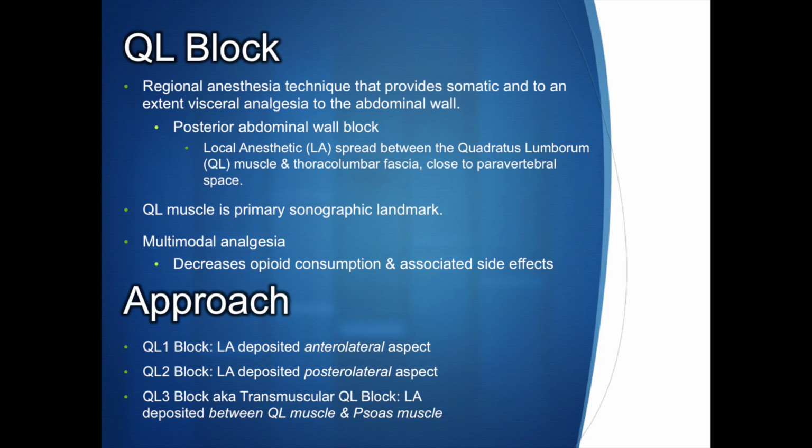Approach. There are 3 QL block approaches, and small modifications in the needle insertion site can result in clinically significant differences in abdominal analgesia. For the QL1 block, the local anesthetic is deposited at the anterior lateral aspect of the QL muscle. For the QL2 block, the local anesthetic is deposited between the posterior lateral aspect of the QL muscle and the thoracolumbar fascia.